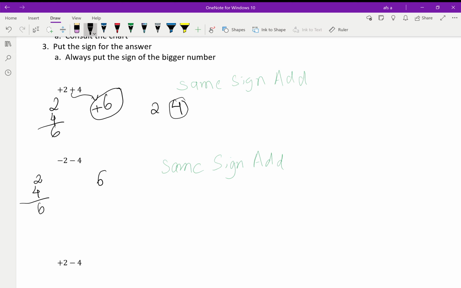Okay, now let's talk about what will be the sign for your final answer. Our step is to look at the absolute value of the given numbers, in this case the given addends. Looking at the absolute value, 4 is the bigger one, and 4 has the sign of negative, so that ends up being the sign of your final answer, and your answer comes out to be negative 6 here.